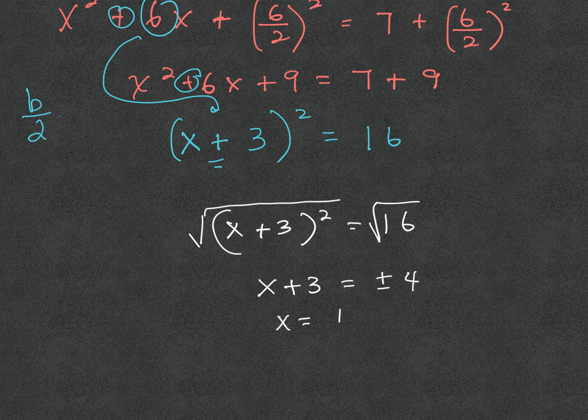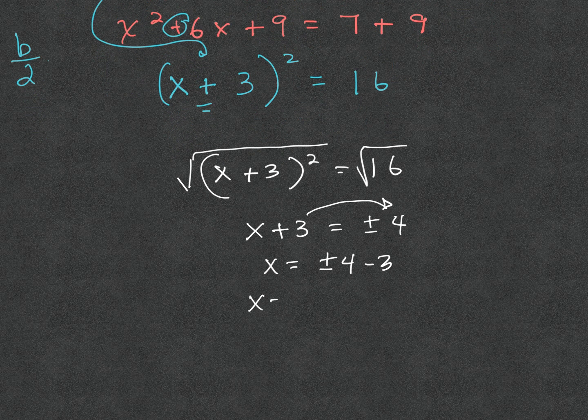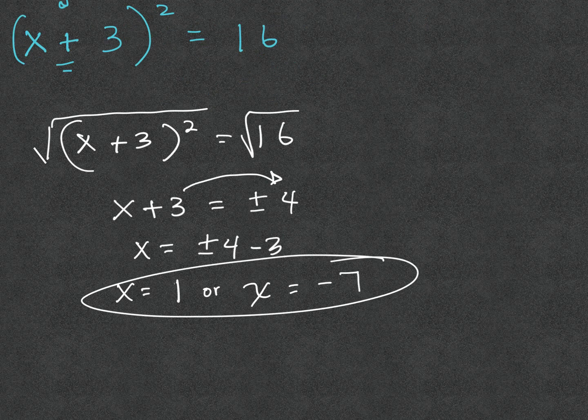x is equal to plus or minus 4 minus 3 when you move this to the other side. Okay, so x is equal to 4 minus 3, which is 1, and x is equal to negative 4 minus 3, which is negative 7. Both solutions work.